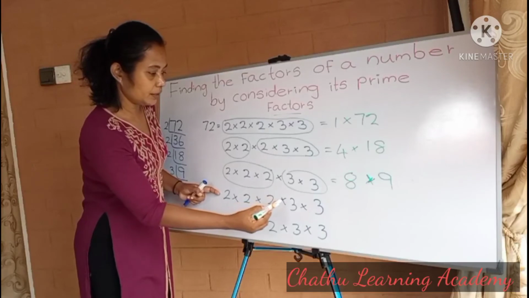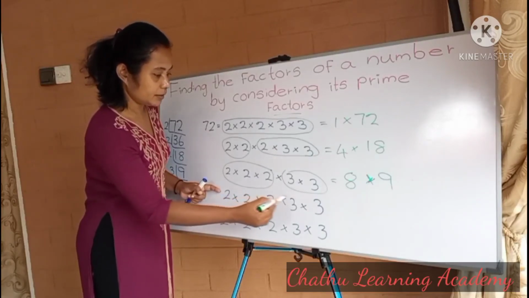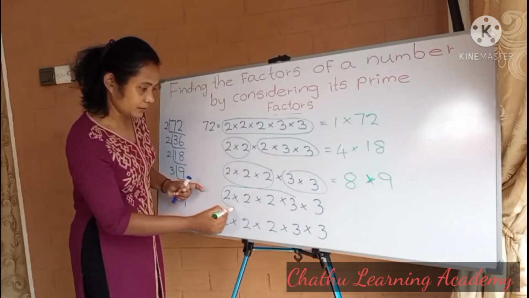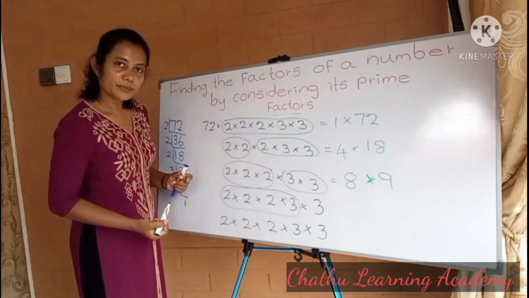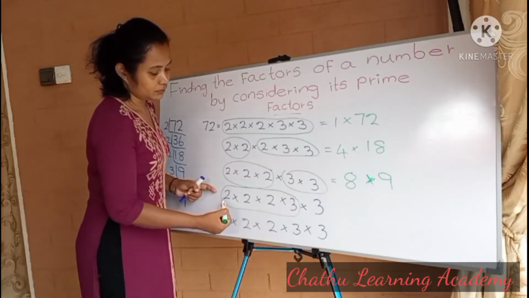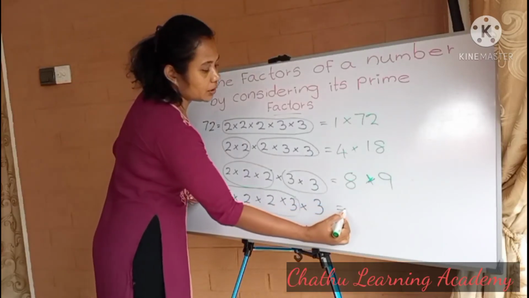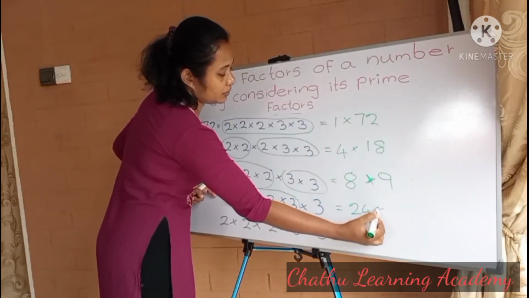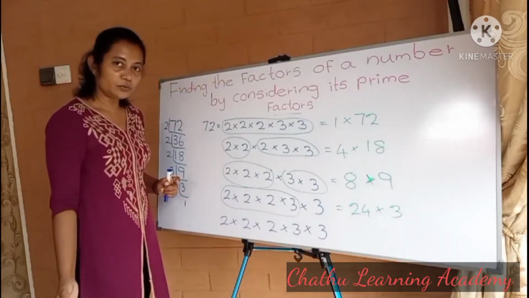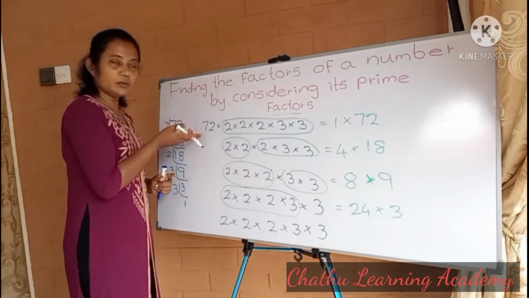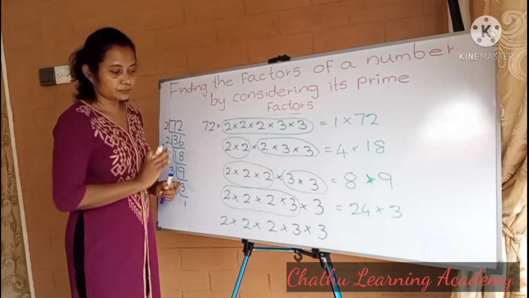Here, another method of how we can circle, how we can group these numbers. Like this way, we can group. Then 2 into 2, 4, 4 into 2, 8, 8 into 3, 24, and 3. Another two whole numbers. Another two factors of 72.